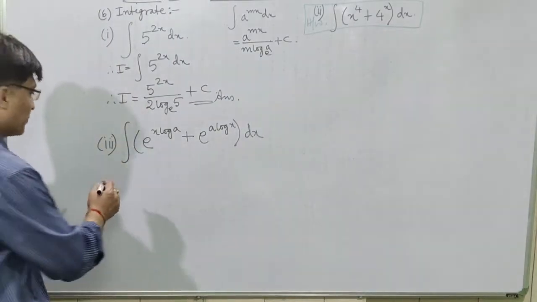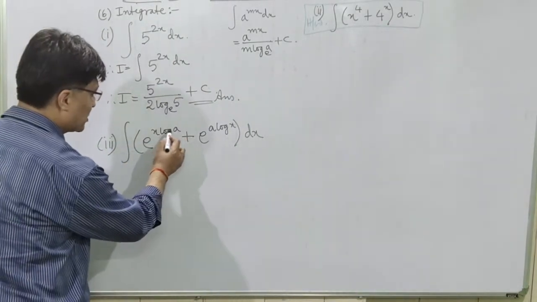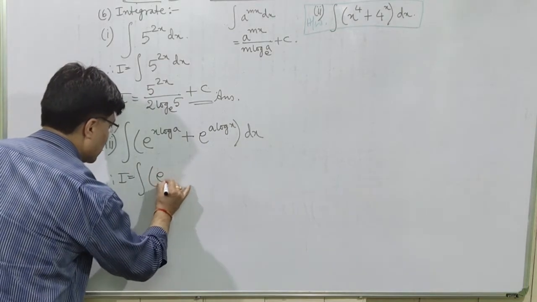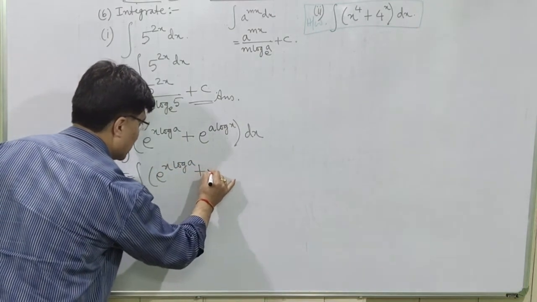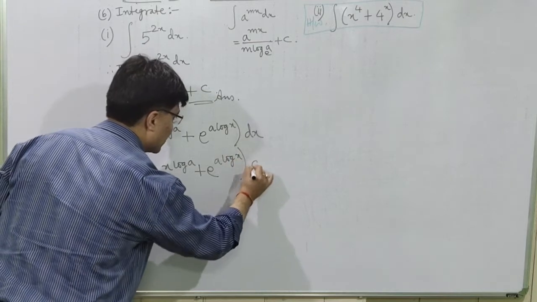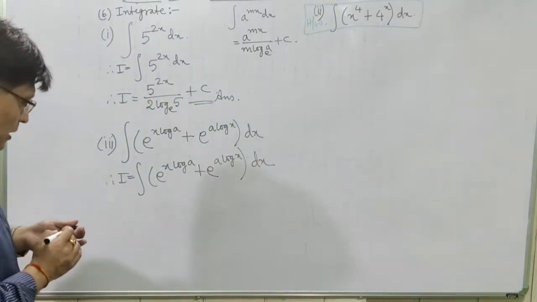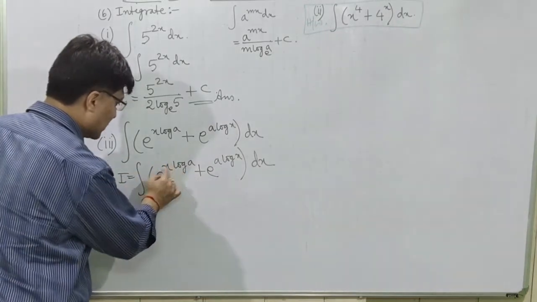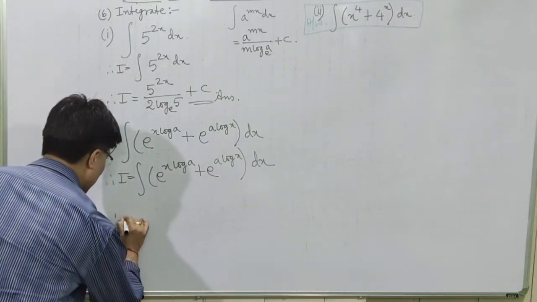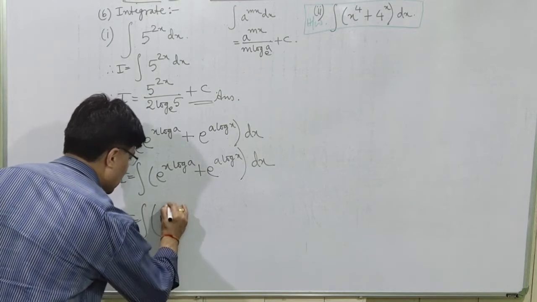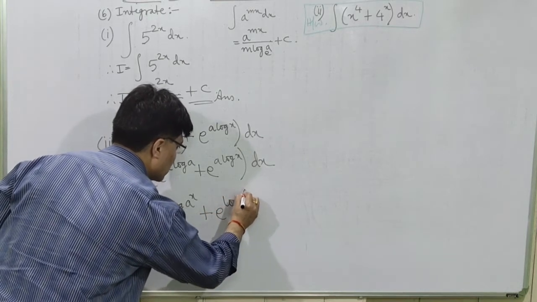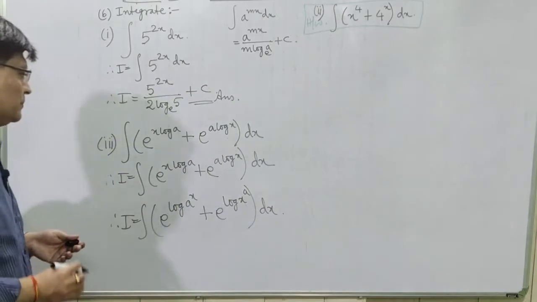So now let's do this question. It is integration of, within bracket, e to the power x log a plus e to the power a log x, bracket close, dx. So therefore I is equal to integration of, within bracket, e to the power x log a plus e to the power a log x, bracket close, dx. Okay. Now what will you do in the next step? Because of this log x becomes the power, because of this log x, this a also becomes the power, right? So therefore I is equal to integration of, within bracket, e to the power log a to the power x plus e to the power log x to the power a, bracket close, dx.